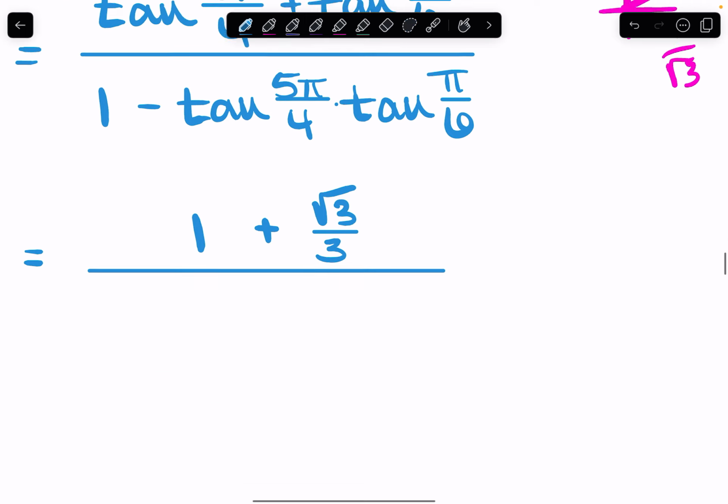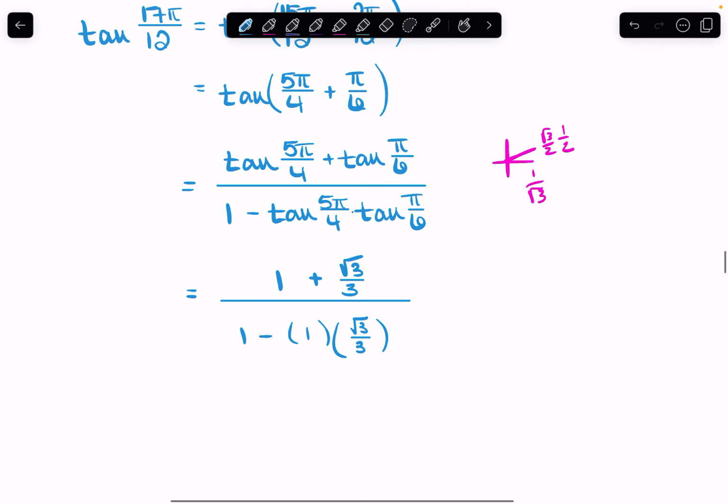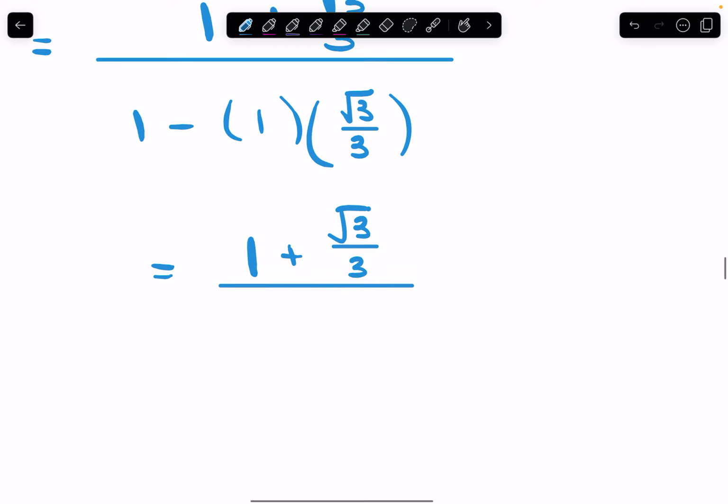All right, so then we have 1 minus, and then it's the same values. 5 pi 4 is still 1. Pi 6 is still square root of 3 over 3. All right, the 1's pointless, so let's go ahead and rewrite. 1 plus square root of 3 over 3, over 1 minus root 3 over 3.